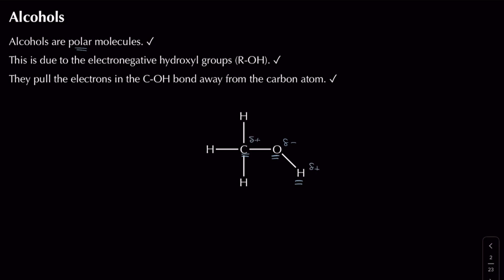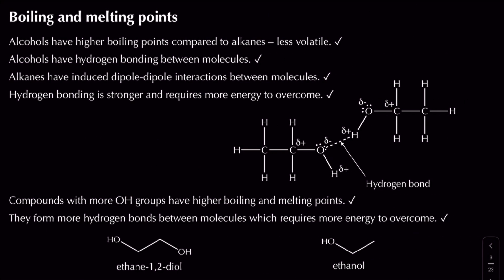Now, this gives rise to many different properties. The first one that we're going to look at is the boiling and melting points. When we look at our alcohol, which in this case is ethanol, and compare that to an alkane, like ethane, we know ethane has induced dipole-dipole interactions only. Alcohols are going to have hydrogen bonding between the molecules. Hydrogen bonding requires more energy to overcome because it's stronger. So our alcohols of the same carbon chain length compared to our alkanes are going to have a greater boiling point overall.